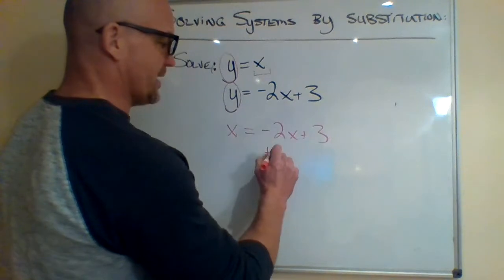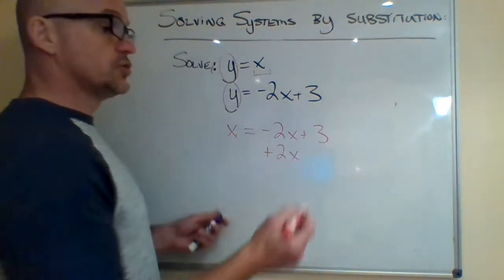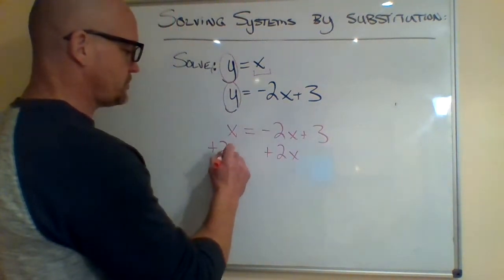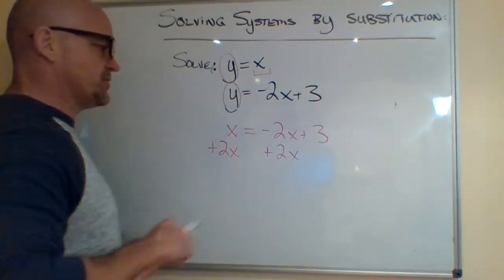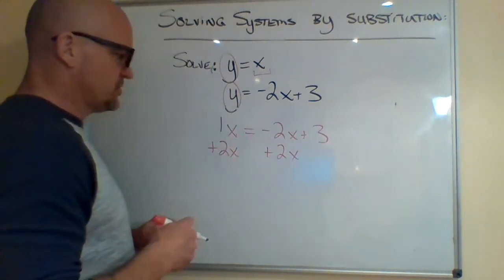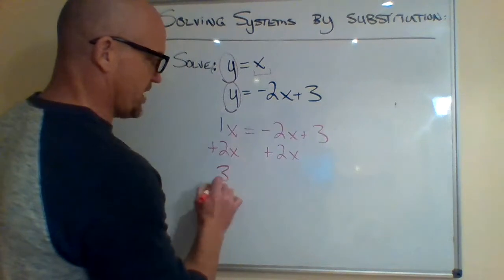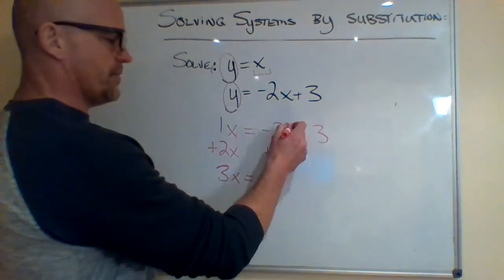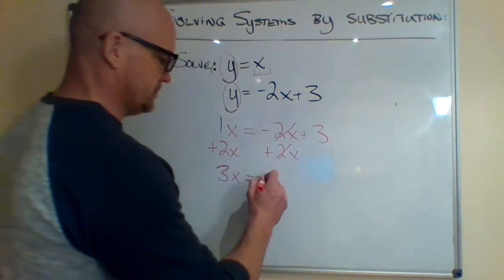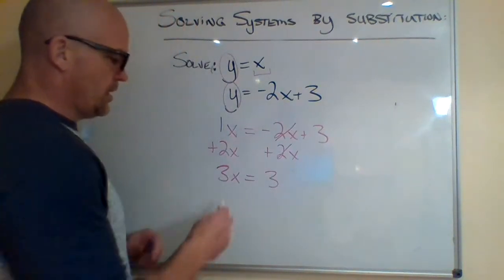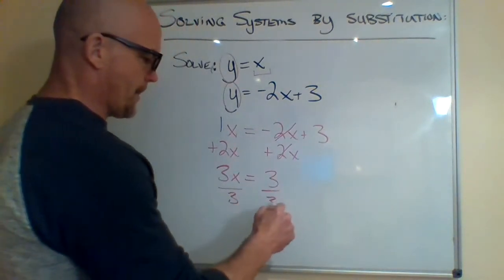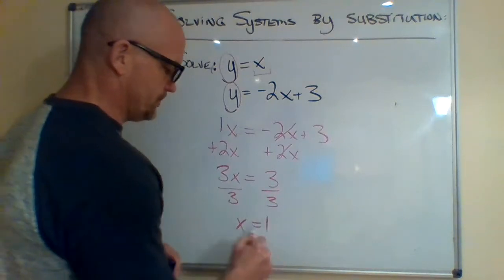I'm going to add 2x to both sides. Again, we're choosing the side with the least amount. x plus 2x, please do keep in mind this is 1x. So 1x plus 2x is 3x. Over here, my 2x's eliminate. 3 comes down. Dividing both sides by 3, x will equal 1.